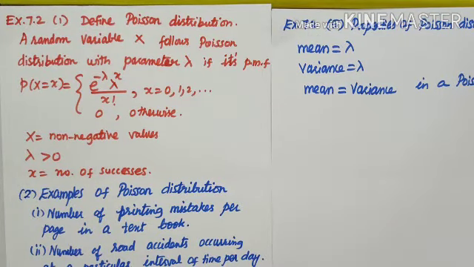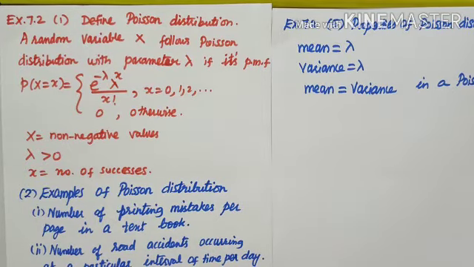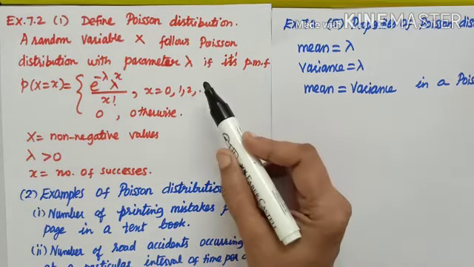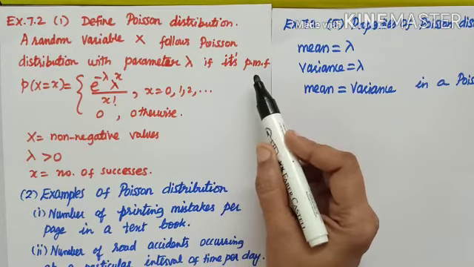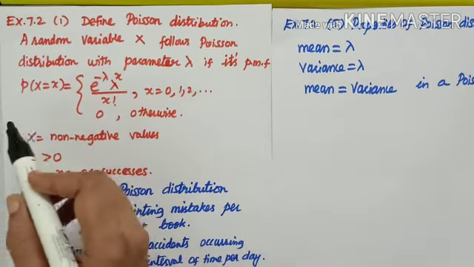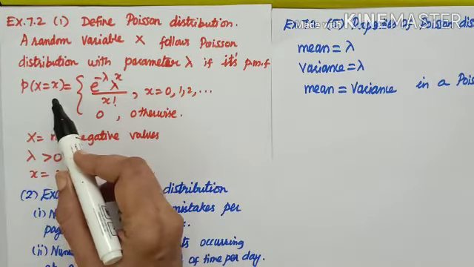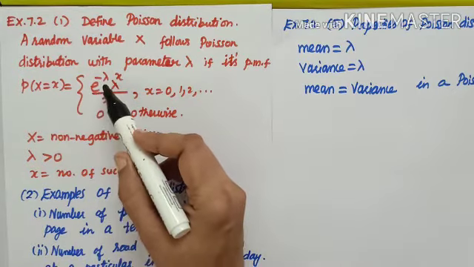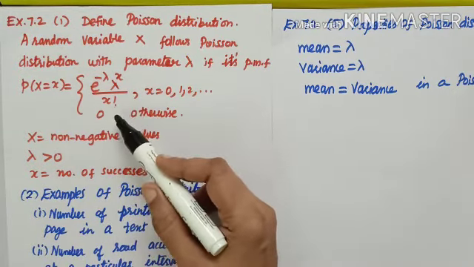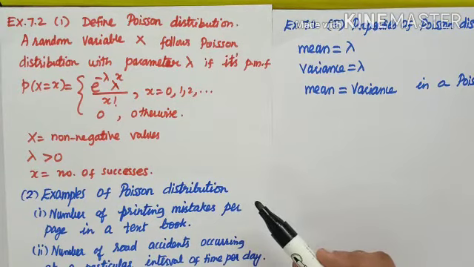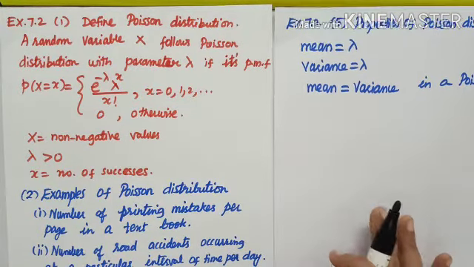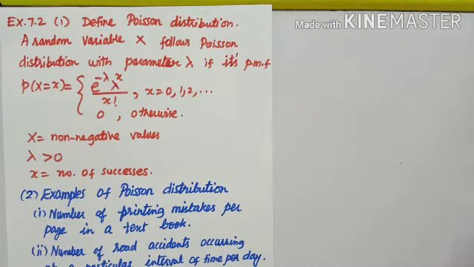Exercise 7.2, question number 1. Define Poisson distribution. A random variable x follows Poisson distribution with parameter lambda if its probability mass function is given by P(X = x) = e^(-lambda) lambda^x / x!. What is the difference between binomial and Poisson?